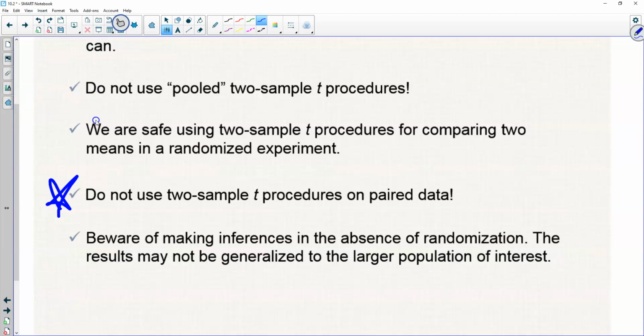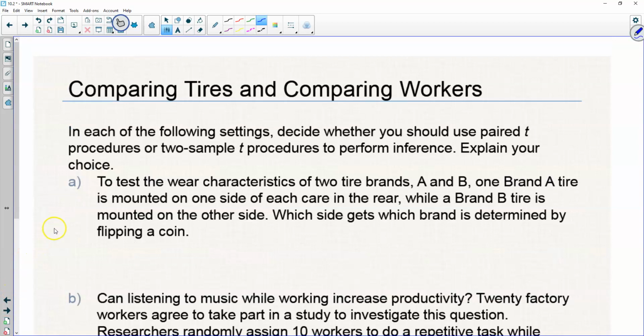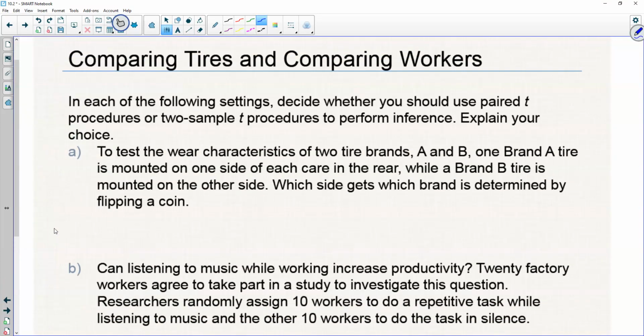Beware of making inference in the absence of randomization. The results may not be generalized for the larger population of interest. That's why we check random, right? That's one of the things we need to check every time. So here we need to look at what the difference is between the paired T procedures that we talked about in chapter 9, and the two-sample T procedures that we just talked about today. So let's figure out which one's correct and why.